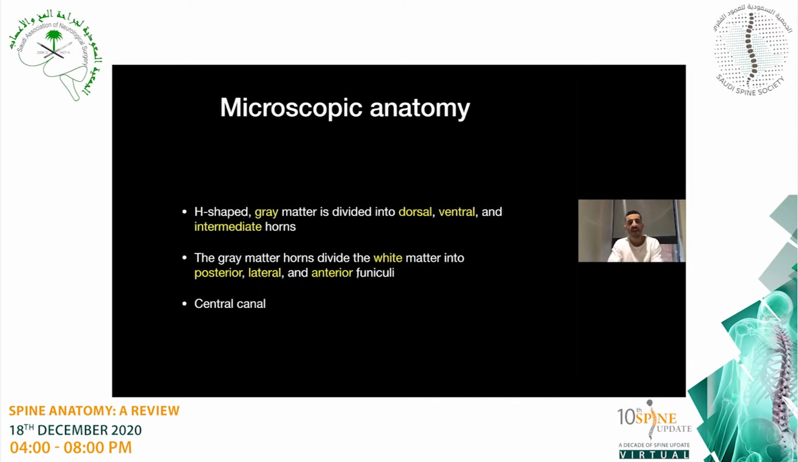For the microscopic anatomy, if you have a cross-section of the spinal cord, you have gray matter and white matter. It's the opposite of the brain, where the gray matter is usually outside and the white matter inside. In the spinal cord it's the opposite. The gray matter divides the spinal cord into different segments. In the gray matter, we have the ventral horn, intermediate horn, and dorsal horn. These divide the white matter into different funiculi: anterior, posterior, and lateral. The central canal usually closes in adulthood.